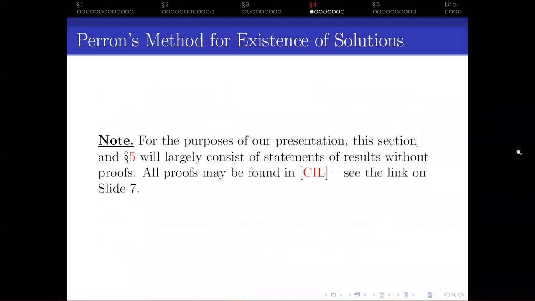And one thing I'm going to throw up as a little bit of a warning here, I do have a couple of proofs. In particular, for sections 4 and 5, I have precisely two. I have the proof of Perron's method at the very end, where I take all the theorems and results that I'm going to state in just a moment, and I put them all together to prove it. But I'm not going to show the proofs of all of the intermediate results because they're very technical and time-consuming.